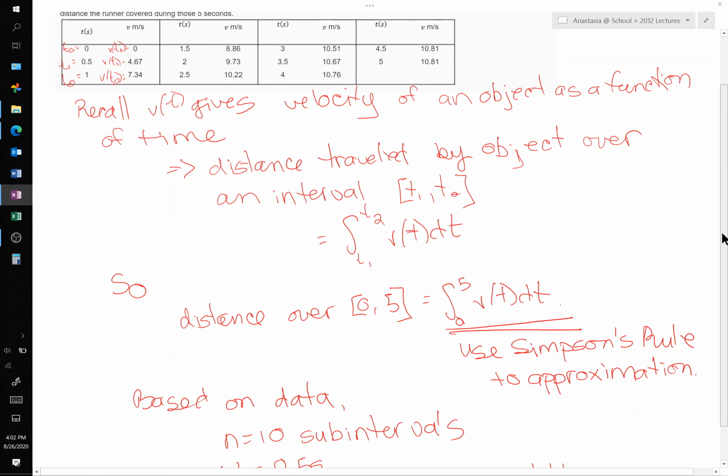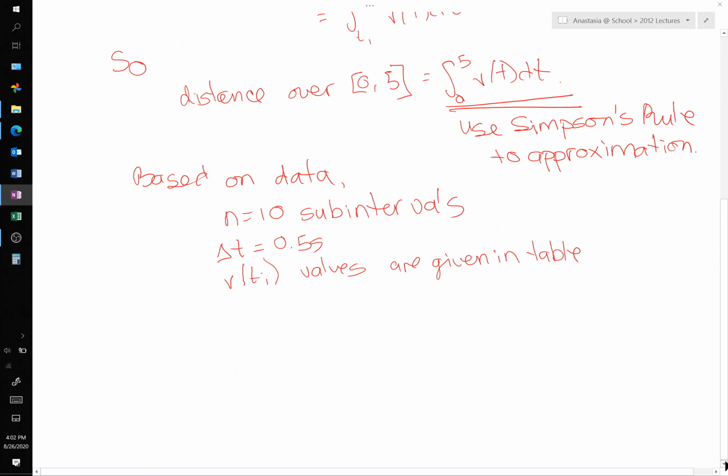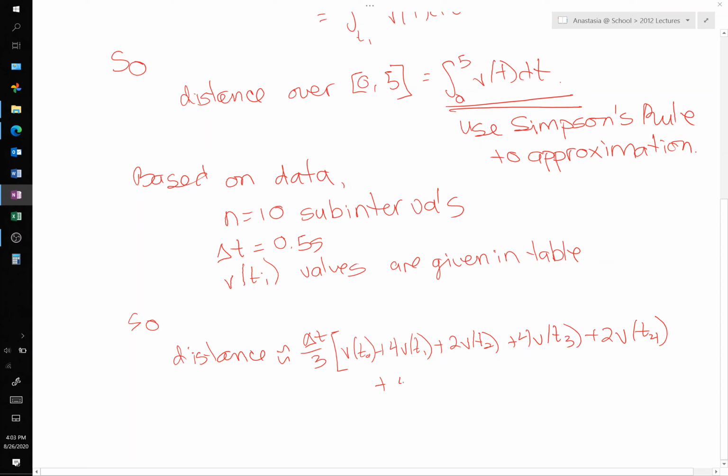Okay, so now to use Simpson's rule. Our distance will be approximately equal to delta t over 3 times v of t0 plus 4 v of t1 plus 2 v of t2 plus 4 v of t3 plus 2 v of t4 plus 4 v of t5 plus 2 v of t6 plus 4 v of t7 plus 2 v of t8 plus 4 v of t9, and last plus v of t10.